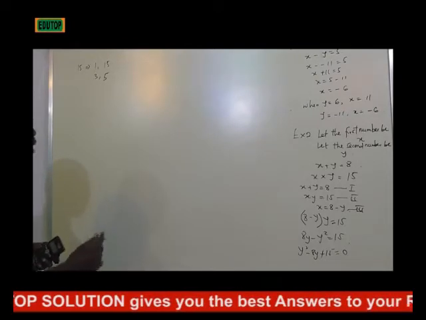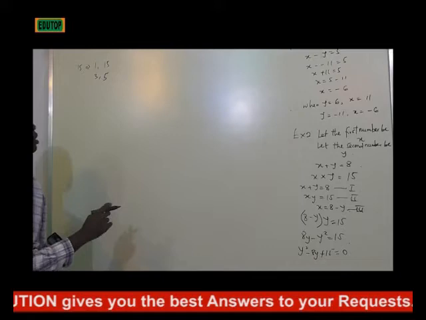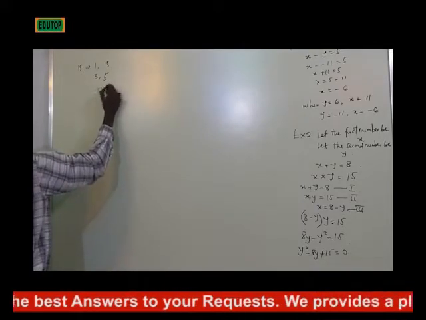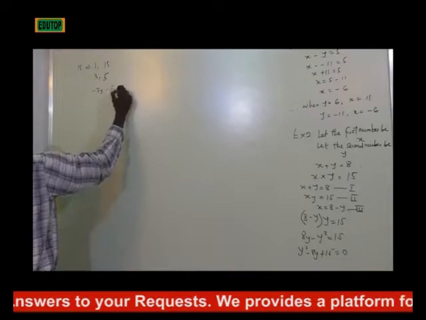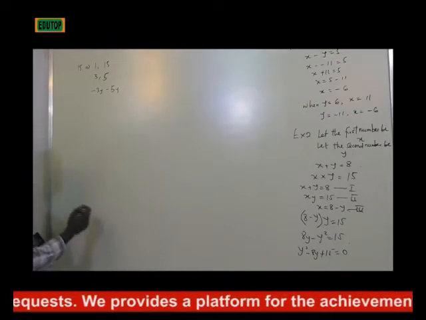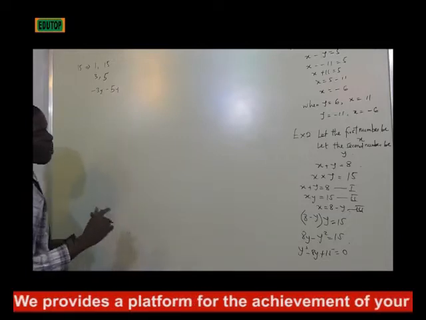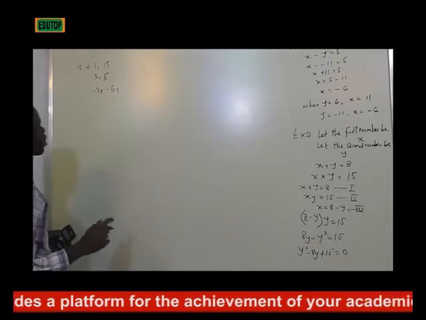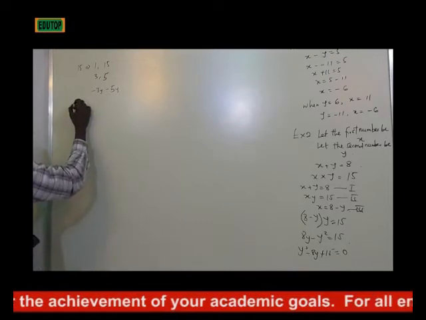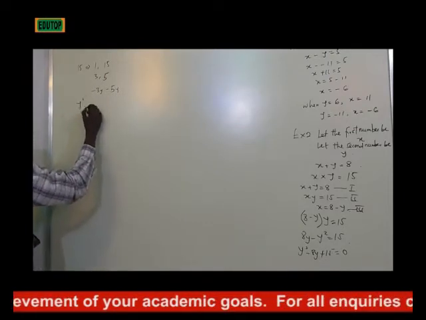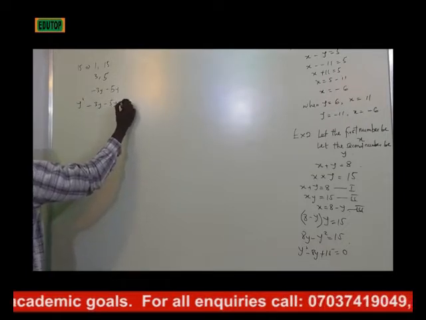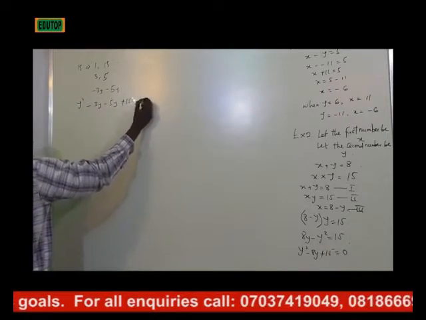So automatically, the ones that will give me the term in the middle, which is minus 8y, will be minus 3y minus 5y, whose product will give me plus 15y squared. So I substitute anywhere I see my minus 8y, I substitute this into that. Then automatically, I will write the equation as y squared minus 3y minus 5y plus 15 equal to 0.